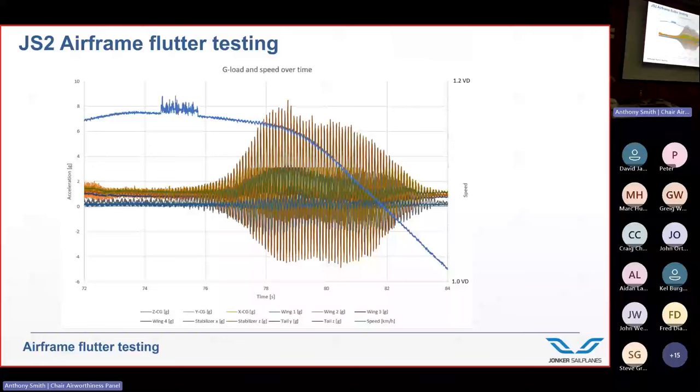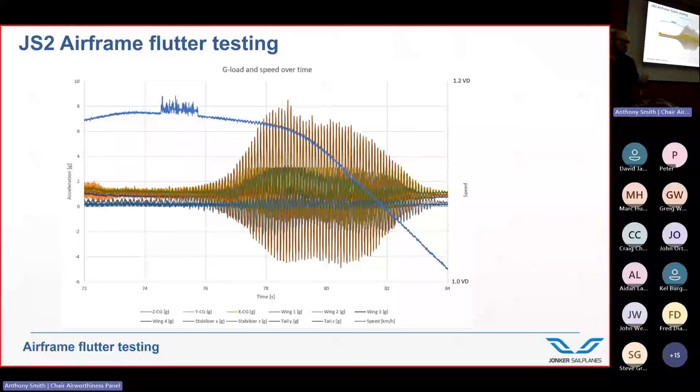Now, if there are some scientists amongst you who can interpret this: this is acceleration, and that blue thing there is speed. You see there was a little bit of a hiccup in the center, which is probably where we introduced a bit of excitation to generate the flutter. On the start of the line, the pilot had quite some confidence pushing the speed up because he was aiming for that 1.2 VD, which is not so clever to do, but under controlled conditions one can slowly approach flutter.